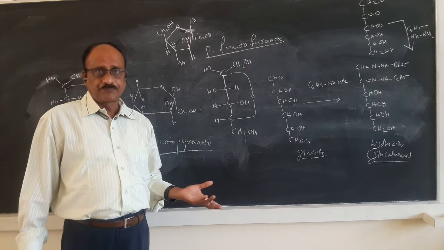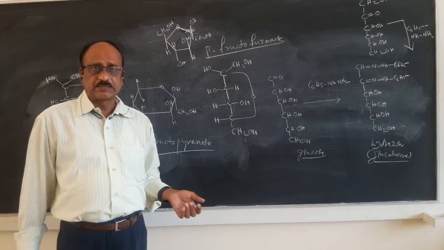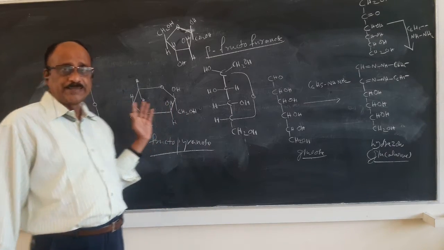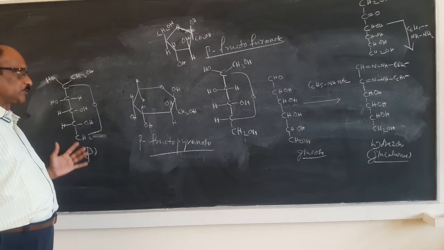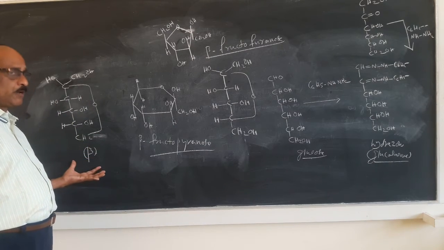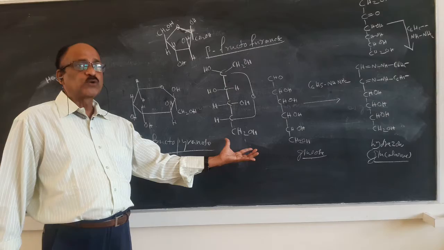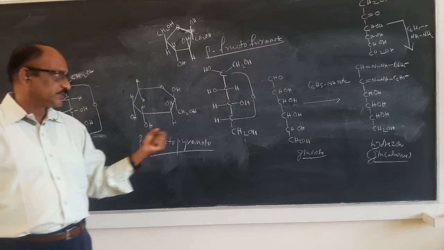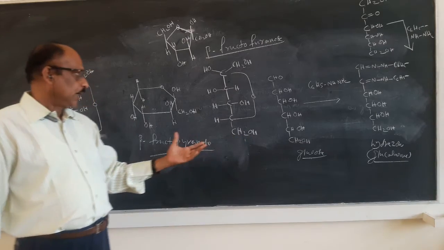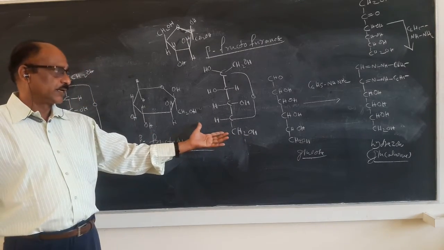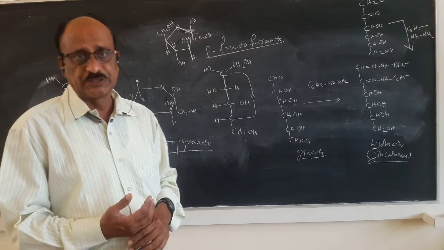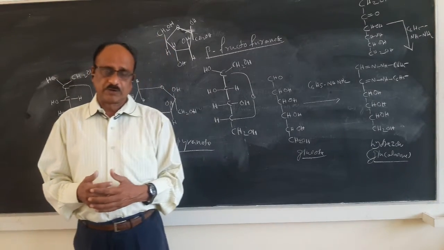After getting the open chain structure and the configuration picture, you can easily write the ring structure. There are 2 types of ring structure. One is the pyranose form, another one is the furanose form. One is the 6-member ring system, another one is the 5-member ring system. And if you know this ring structure, you can easily write the Haworth representation of a fructose molecule.